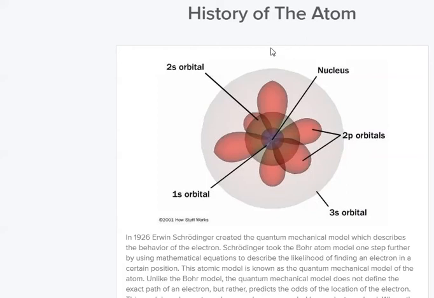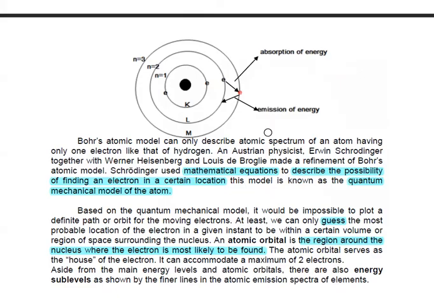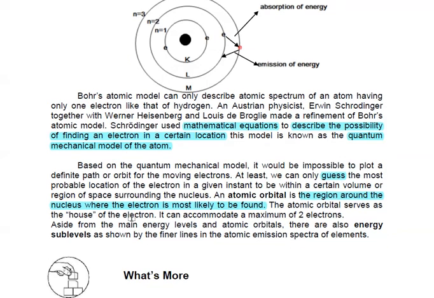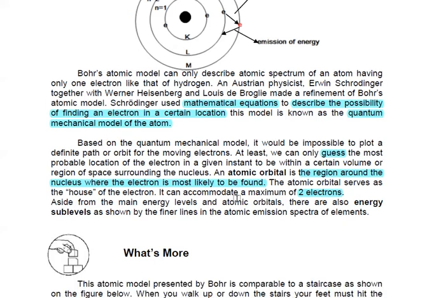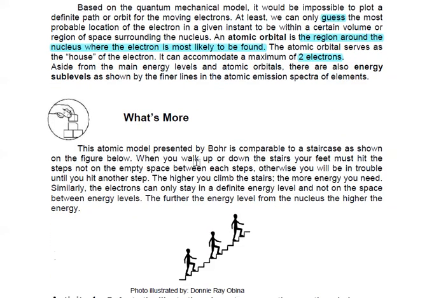Now, the model that Niels Bohr had is still used often to signify science. Of course, he's the first one who did it. But this is how it really is being used by chemists and physicists around the world. Okay, let's continue. It also says here that the atomic orbital serves as the house of the electron, and it can accommodate a maximum of 2 electrons only. Aside from the main energy levels, there are atomic orbitals and also energy sublevels seen in the atomic emission spectra of elements. So let's continue.